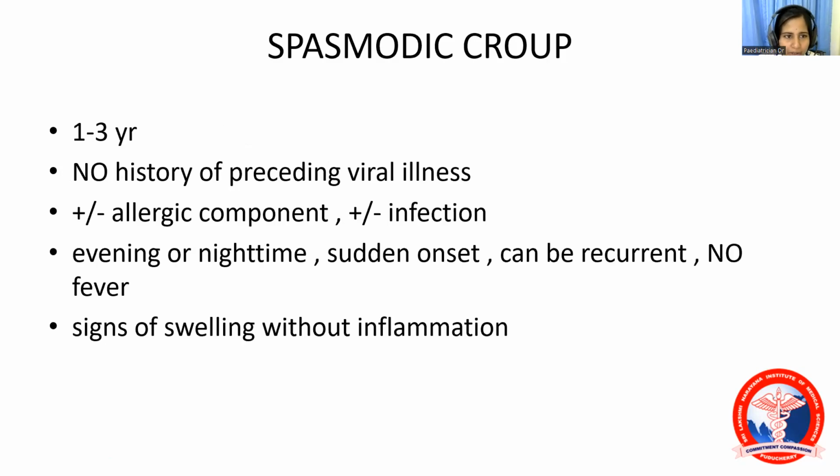So what is spasmodic croup? It always occurs at 1 to 3 years of age. There is no history of any preceding viral illness, and it presents with or without an allergy component, with or without infection. It mostly occurs in the evening or night time, sudden in onset, and it can be recurrent, and there are no signs of any fever. There are signs of swelling, but without inflammation. So this is spasmodic croup.